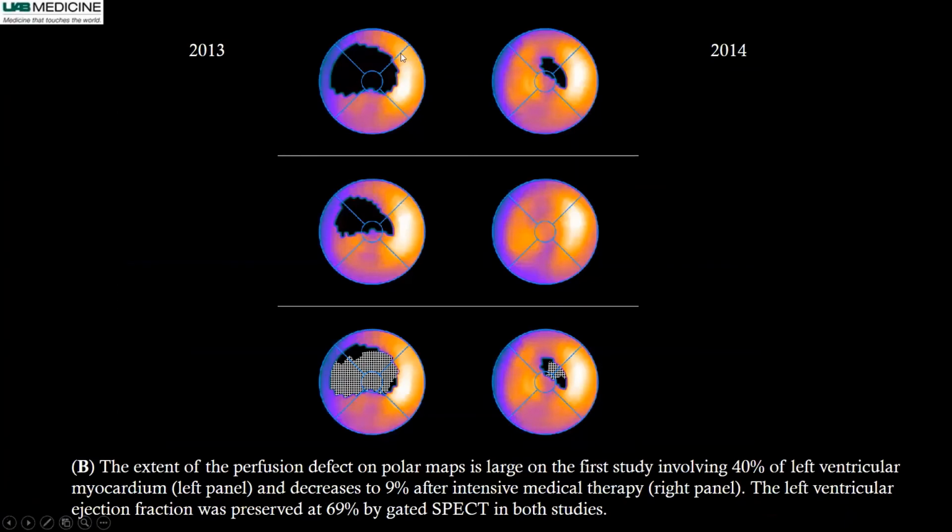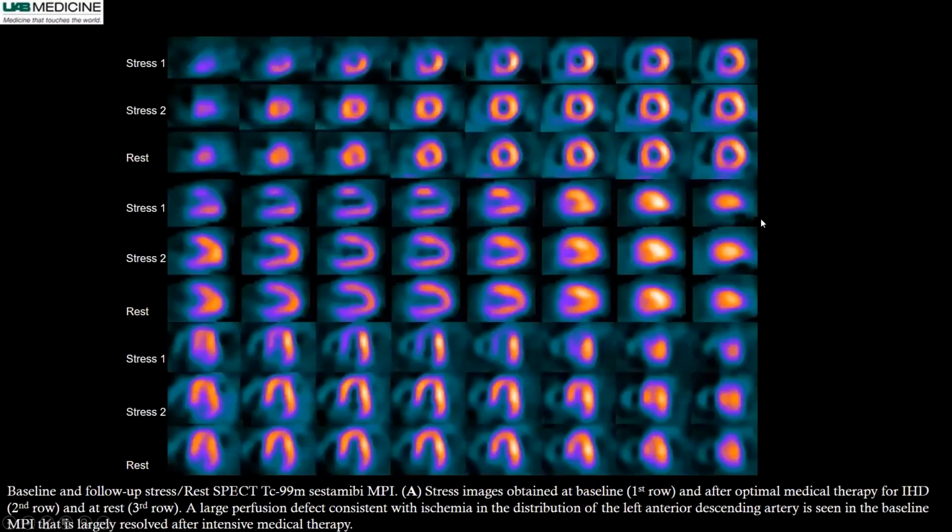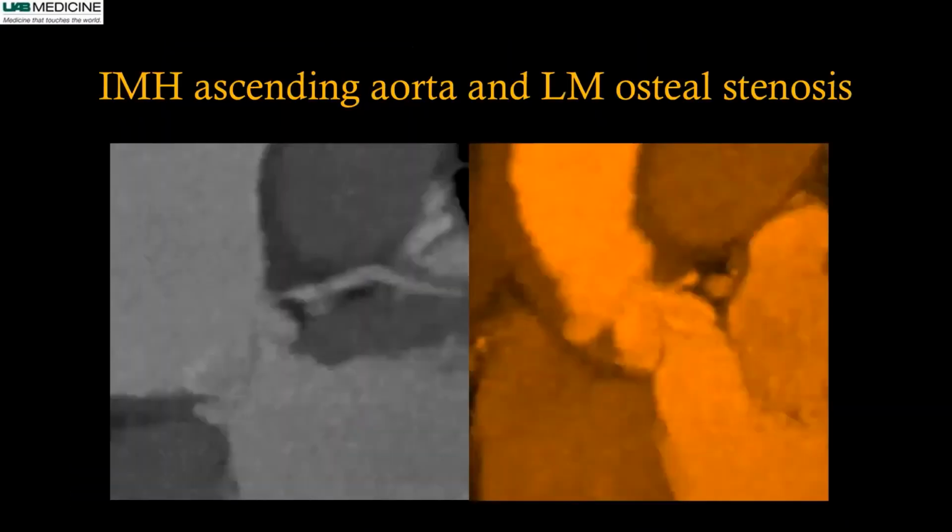And here is the bullseye measurements of the defect of the myocardium. Initially in the baseline, it was approximately 40% of the ventricle which was involved, and then on treatment it was brought down to 9%. So this is another example that not every patient with coronary artery disease due to plaque needs intervention. They can be treated with intensive medical therapy, and this is a good example of that.